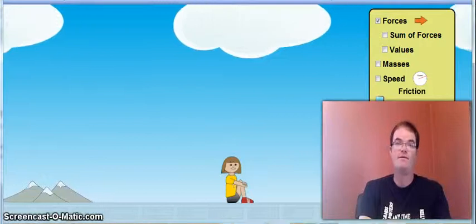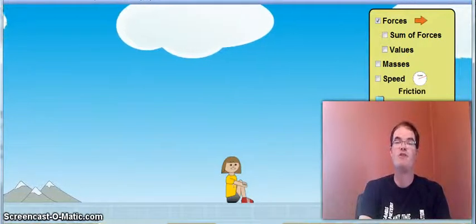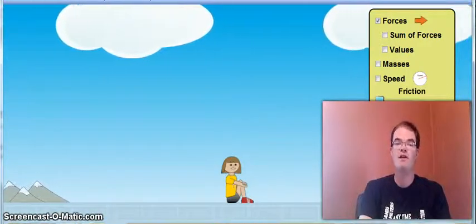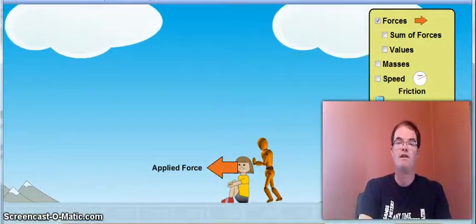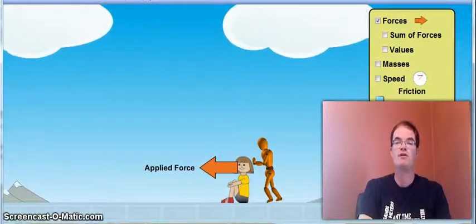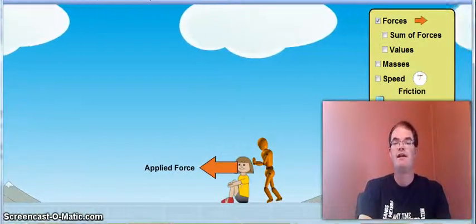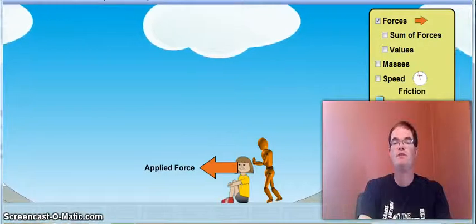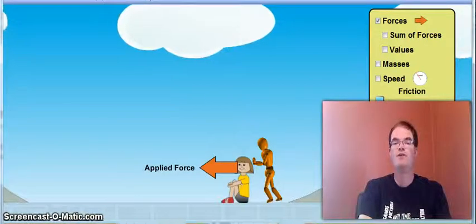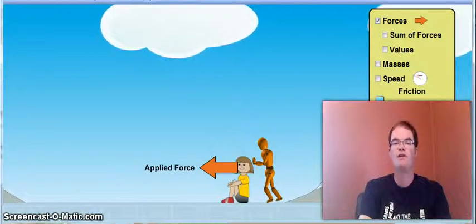unless what? Well, let's bring our muscle man back into the picture and see if we can slow her down if we apply a force. We apply a force to the girl, and sure enough, it does appear as though she's slowing down.